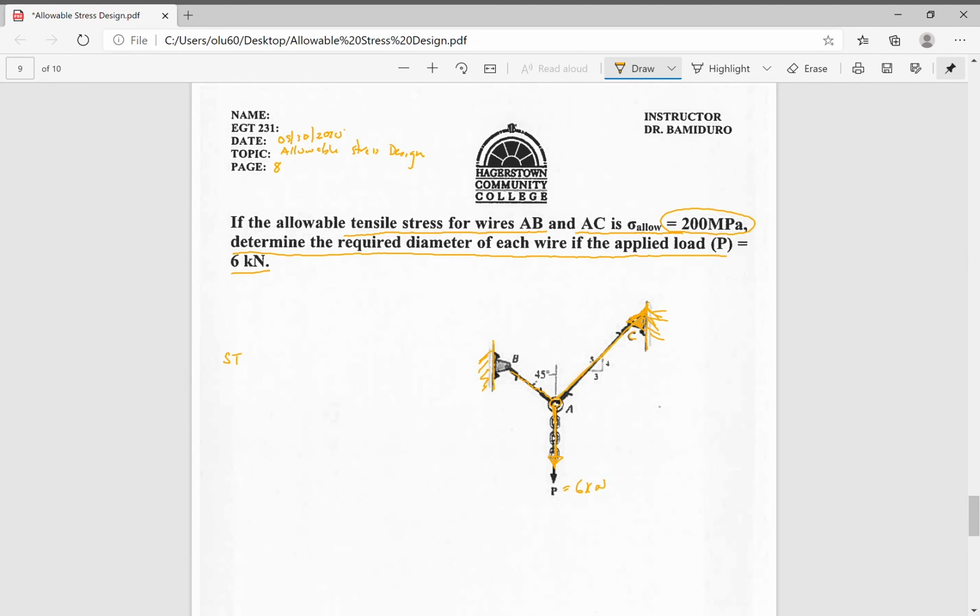Okay. So they give us the geometric location of the wire. They tell us this is 45 degrees, and this is a 4 by 3 by 5 triangle. So we need to know what the required diameter will be to keep this structure in safe operation. So our step number one: again, it's a tensile stress, the allowable tensile stress. This is the allowable tensile stress, meaning that at 200 megapascal, this structure would not fail.